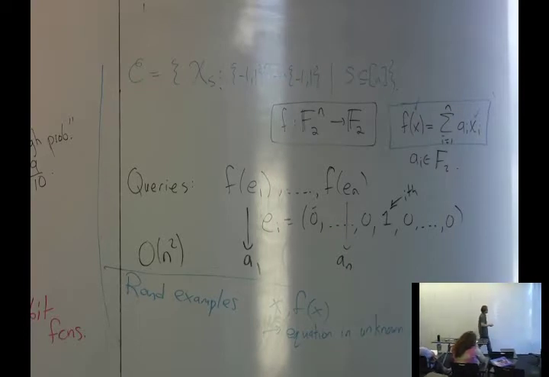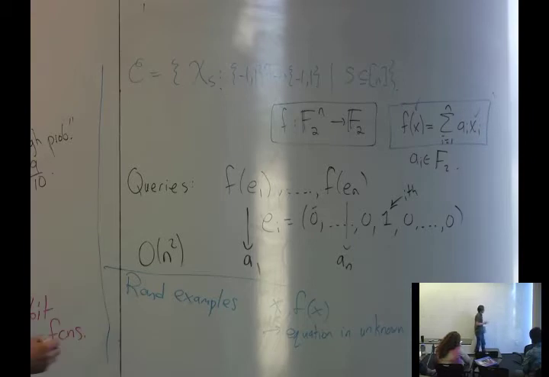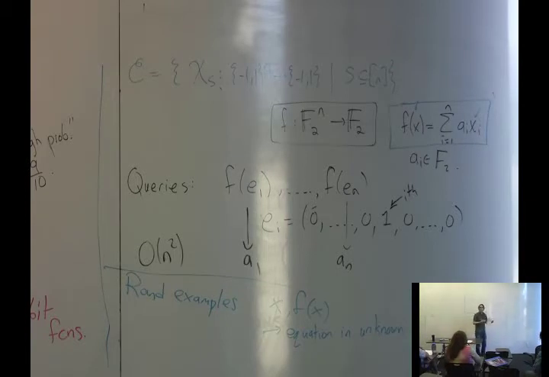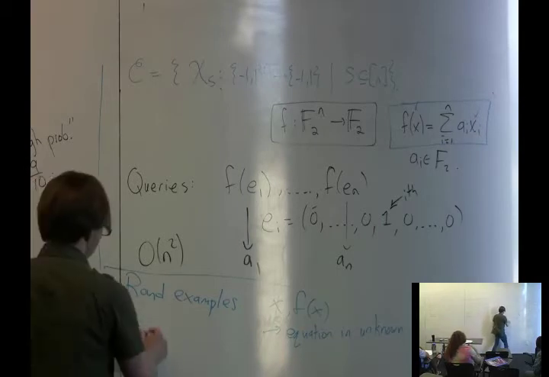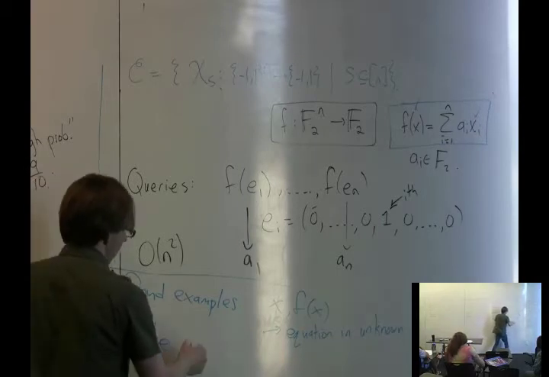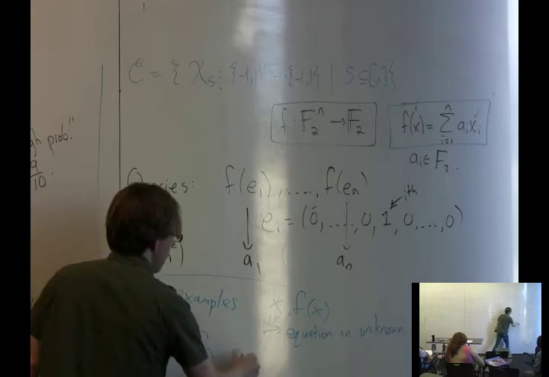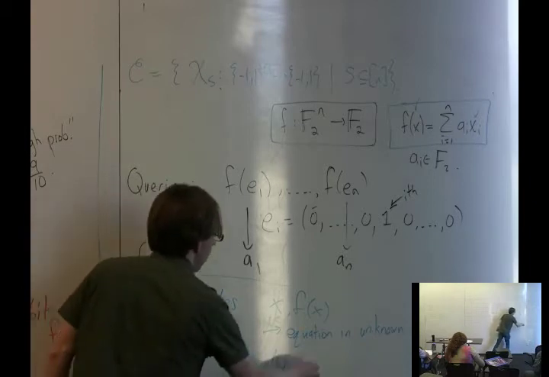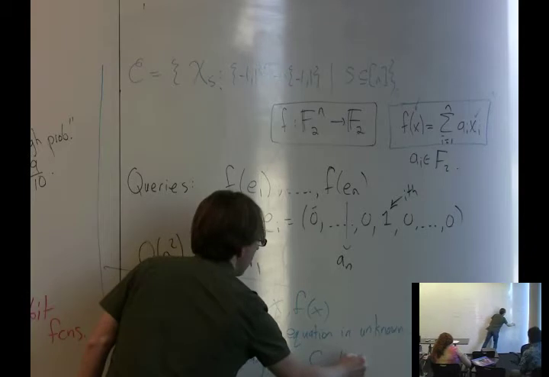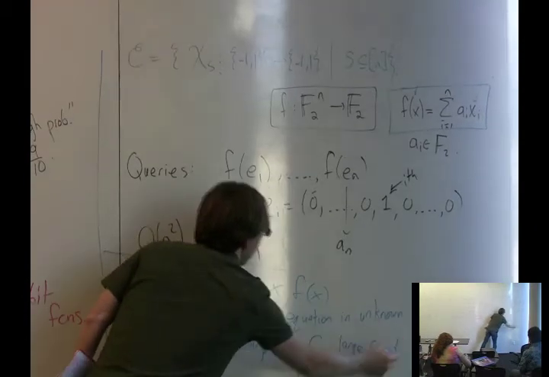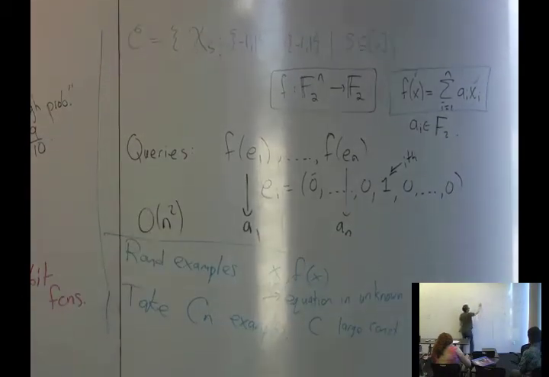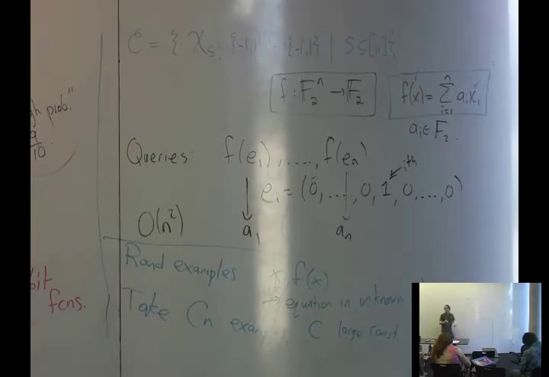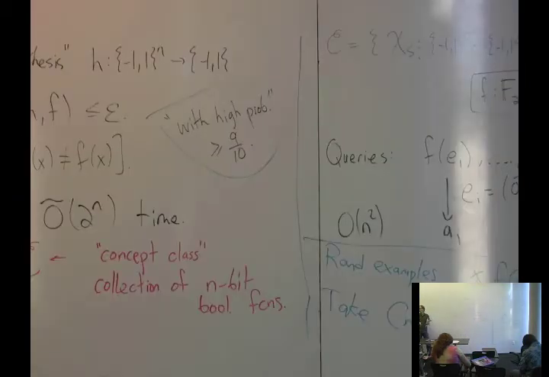So if we got n linearly independent equations, then we're done. And they might not be, but it's quite easy to see that if you take many more than n equations, let's say if you take c times n examples, where c is a big constant, then with high probability, you'll get n linearly independent equations somewhere within there.